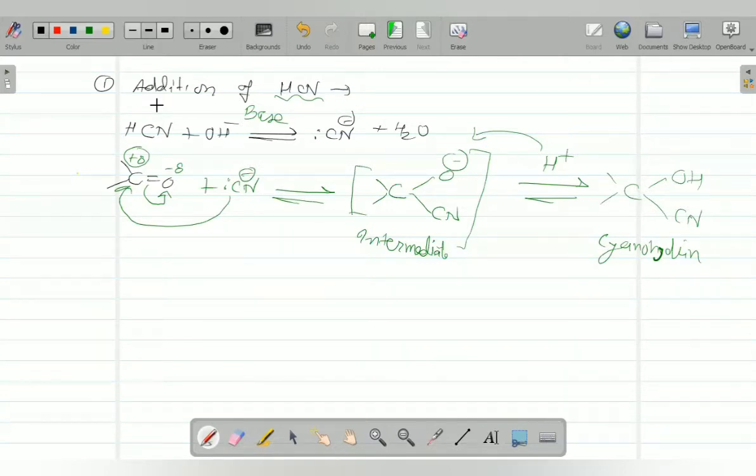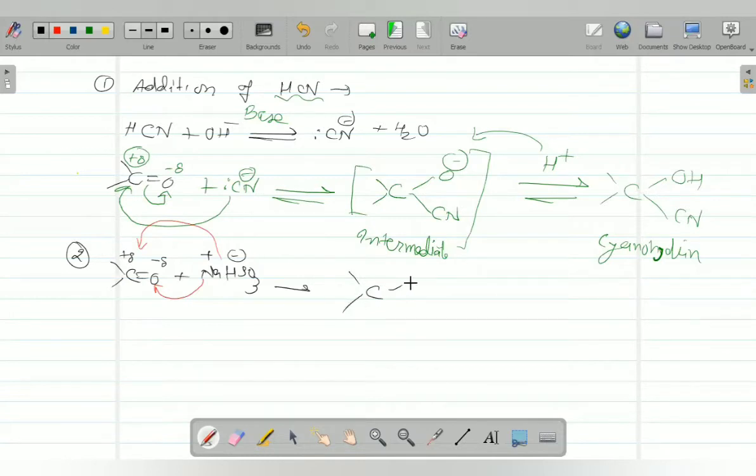Then the addition of sodium hydrogen sulfite, NaHSO3. Now you keep on doing all these reactions, very simple. C double bond O reaction with NaHSO3. Remember Na plus, HSO3 minus, oxygen minus and carbon plus. What will happen? You will say plus attacks on minus, minus attacks on plus. So what will happen? It will give us O reacting with Na and this reacts with SO3H, plus with the minus, minus with the plus.